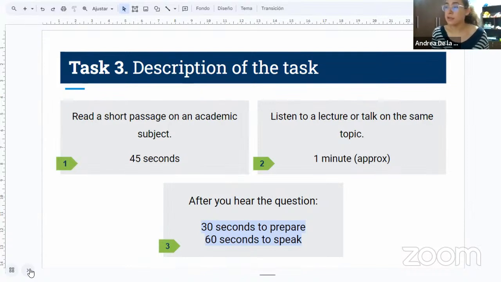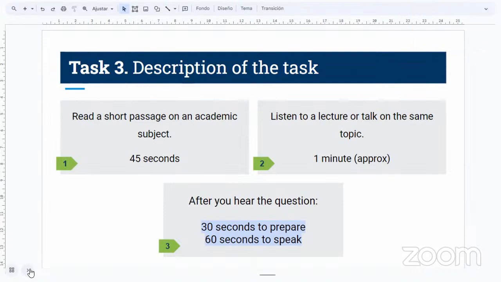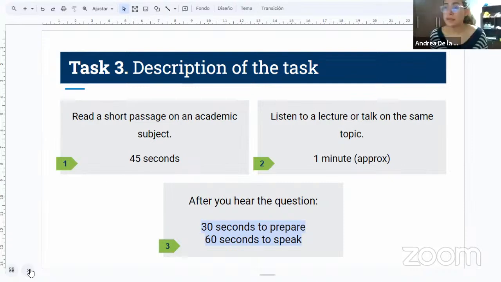Then after you're done reading, you will have to listen to an audio file. But in this case, you guys won't be listening to a conversation anymore. You will have to listen to a lecture. So do you guys remember what a lecture was? Does anyone remember what it was? What was a lecture? Like a class? Exactly, it's a class, it's a university class. So you will have to listen to the audio of a recording of a university class.